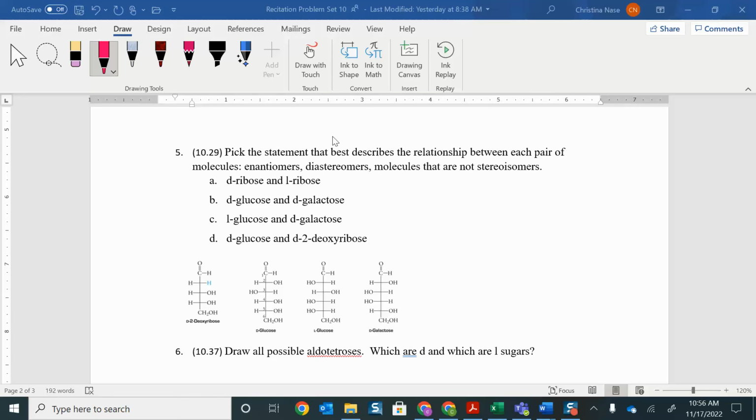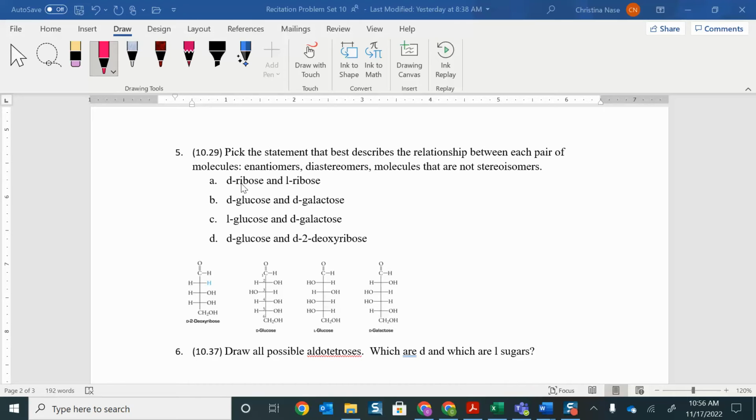Problem, we're going to pick the statement that best describes the relationship between each pair of molecules. Are they enantiomers, diastereomers, or molecules that are not stereoisomers at all? So when I look at D-ribose and L-ribose, they're both ribose. The D and the L is distinguishing the enantiomers one from another.